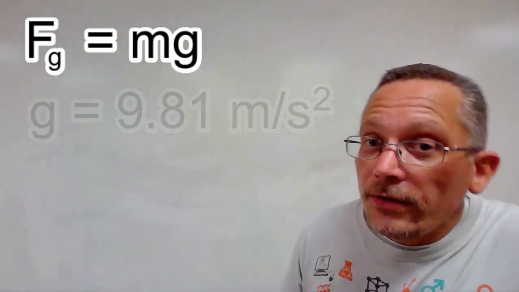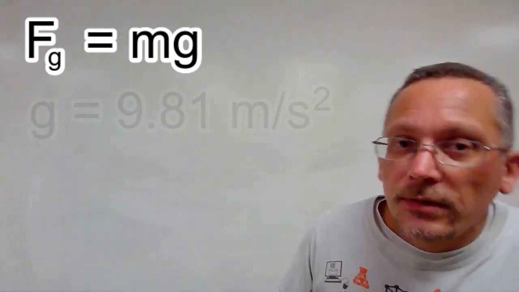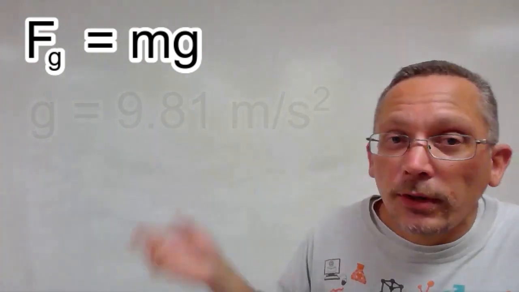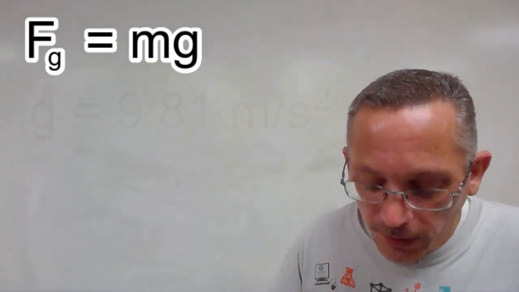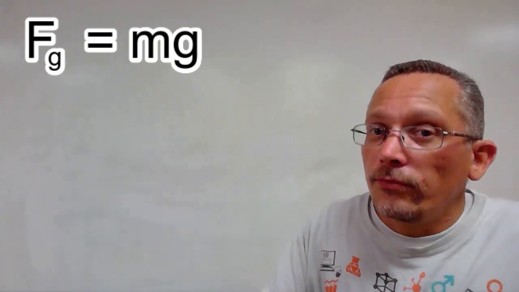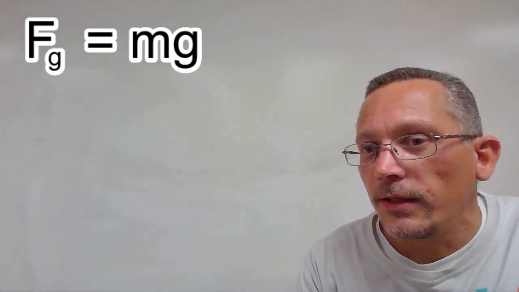Okay, so to find the force of gravity, all we have to do is take an object's mass in kilograms and multiply by g, 9.81 meters per second squared. And that'll give us the force of gravity in newtons. Pretty simple equation to use, huh?